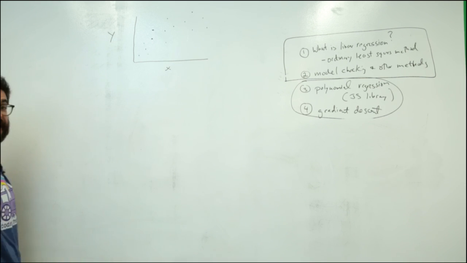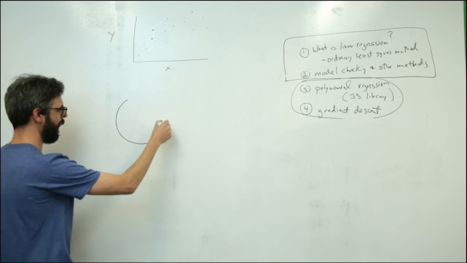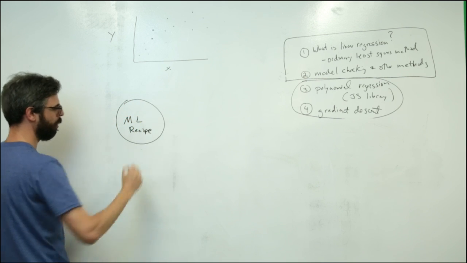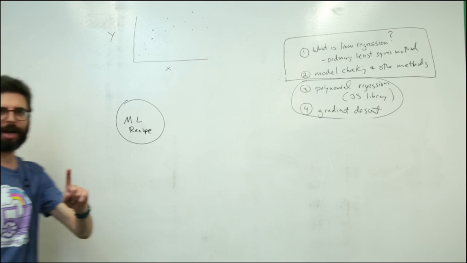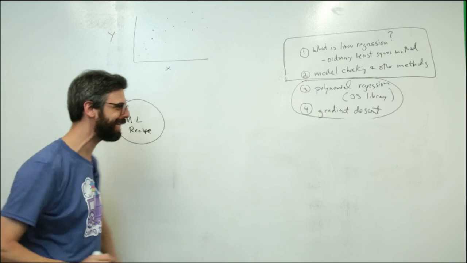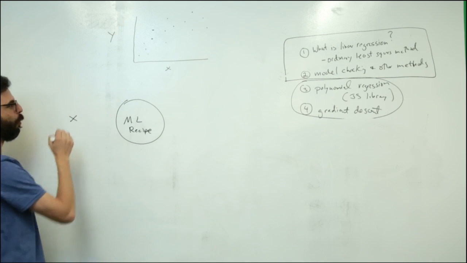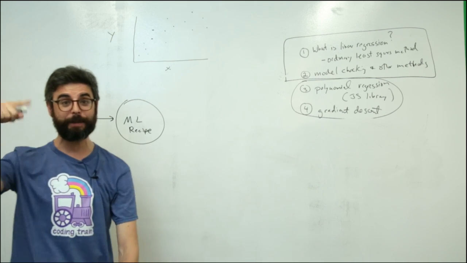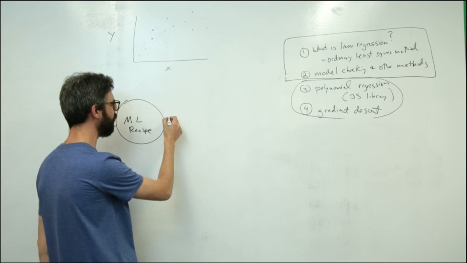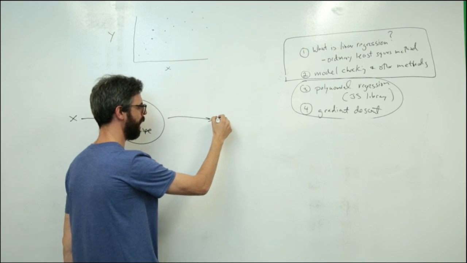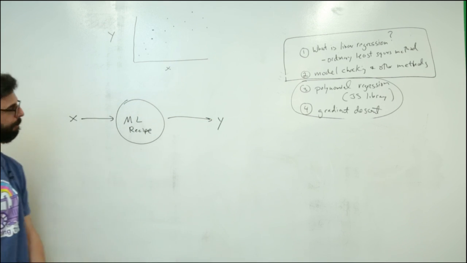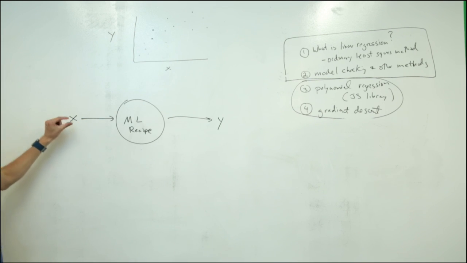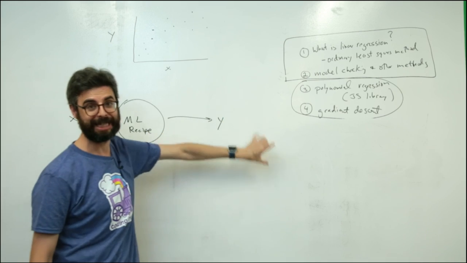So the idea here is that we have our machine learning recipe. I know I'm out of the frame here, we are going to take one of our inputs called X, feed it into the machine learning recipe, and the machine learning recipe is going to give us a prediction Y. So we have known data, and if we had new input data, we could make a guess.